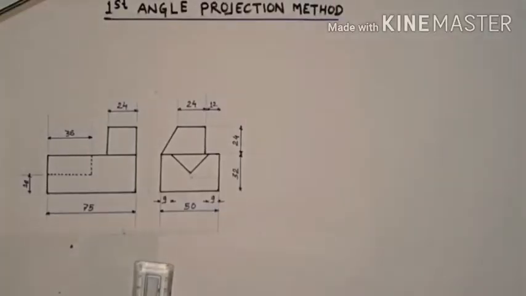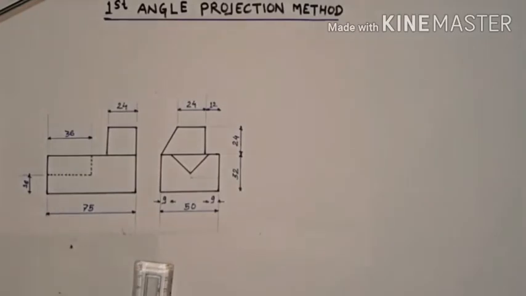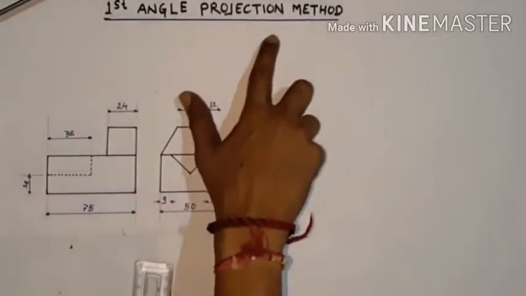Welcome guys, we are here and we have solved a different problem which shows on your screen. Here I tell you all about the basic steps and what kind of steps are involved to solve this problem. That means on your screen are the two different views of an object. So here this shows your first angle projection method.